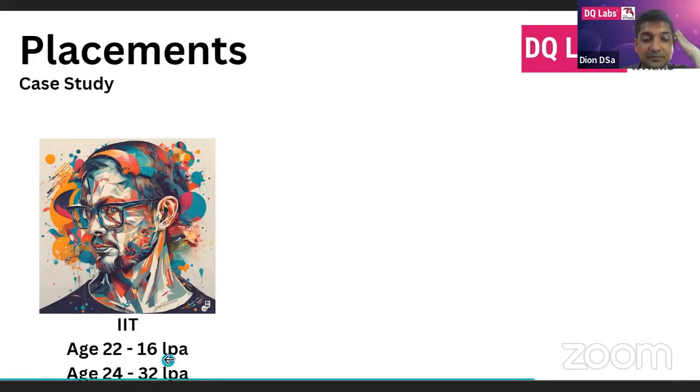Now, let me give you an example of some of our students who've been with us before. They have graduated from IITs in design. And when they graduate, they got like 16 lakhs per annum, right? And this is at the IITs. There are people who've got more, there are people who've got less, but in general, it's like 15 to 16 lakhs per annum, right?